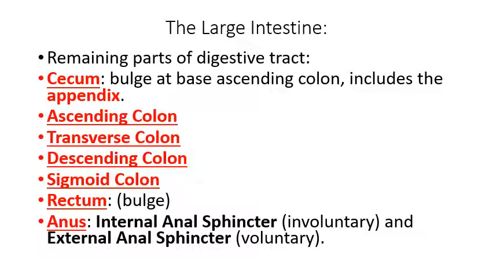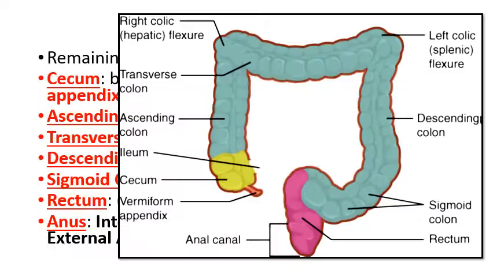All right, so the remaining parts of the digestive tract, the large intestine, we start with the cecum that has the appendix attached to it. Then we have the ascending colon, the transverse colon, the descending colon, the sigmoid colon, the rectum, and the anus.